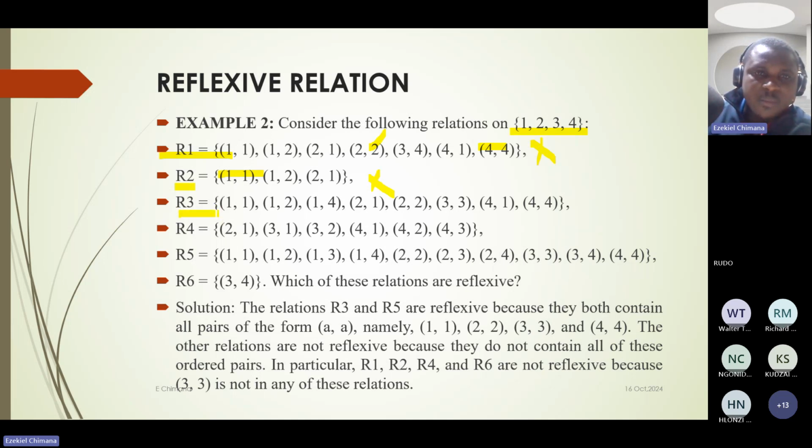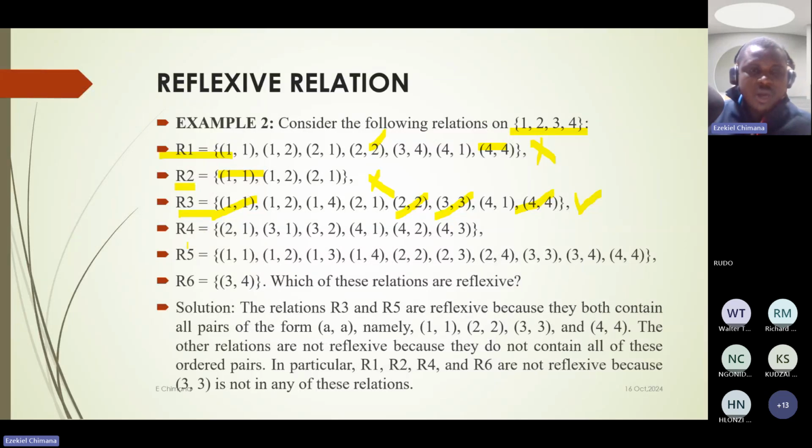So that's your reason to reject this R2 as a reflexive relation. Then R3, is this R3 a reflexive relation? You've got a 1, 1. Let's check for a 2, 2. Yes, we've got a 2, 2. For a 3, 3. Yes. For a 4, 4. Yes. So this one qualifies to be a reflexive relation.